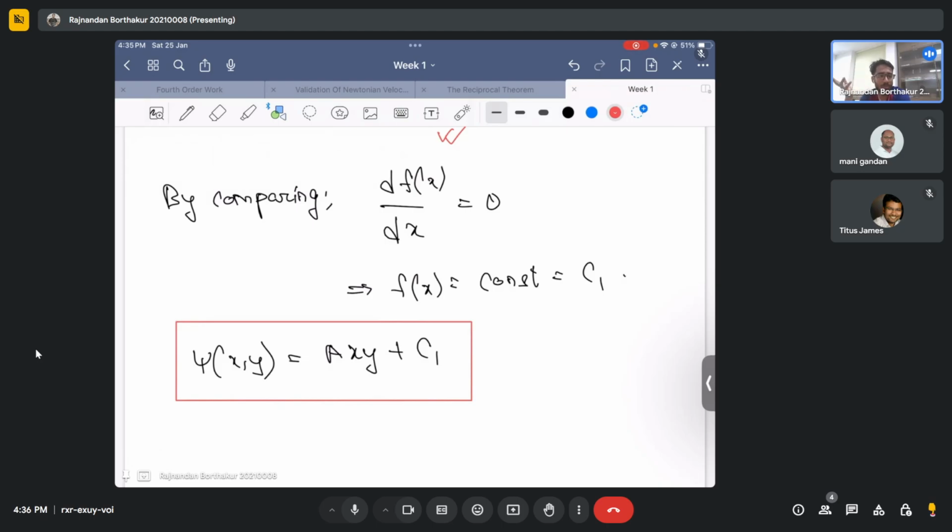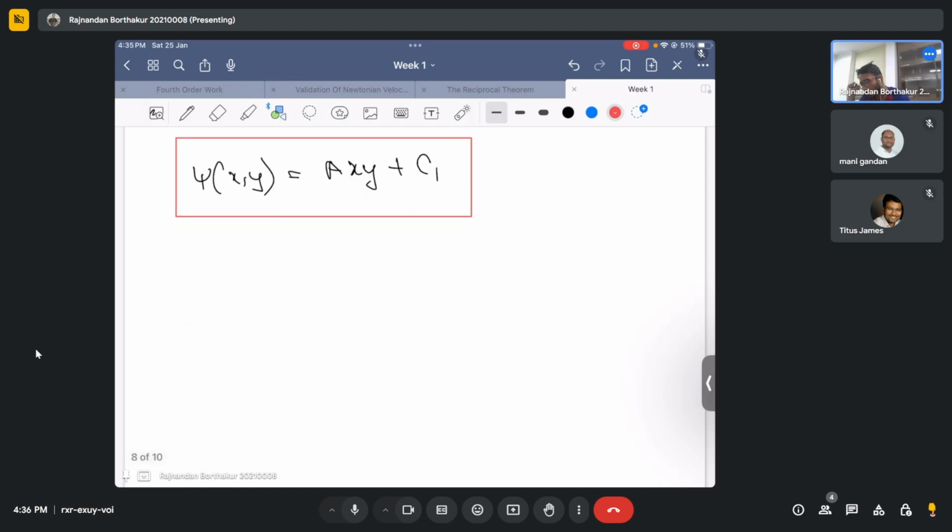and by changing the value of c1, we will get something which is known as a family of streamlines. Okay, and a family of streamlines together is called a stream tube. So for instance, if I choose c1 to be 1, I'll get a single streamline. If I choose c1 to be a different value, I'll get a different streamline.